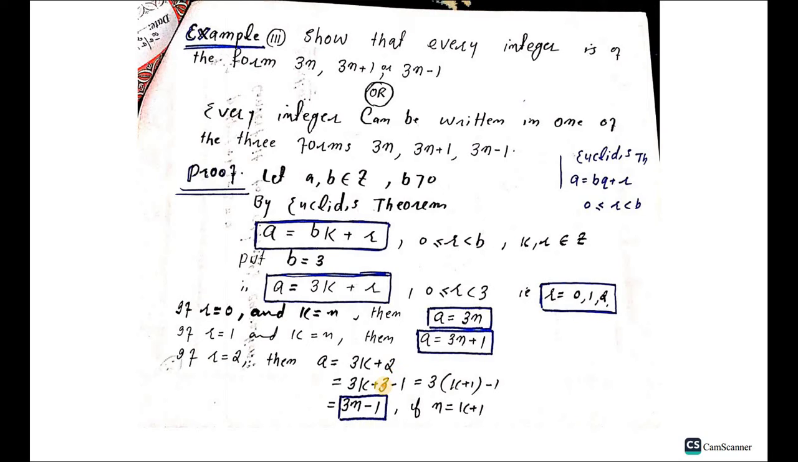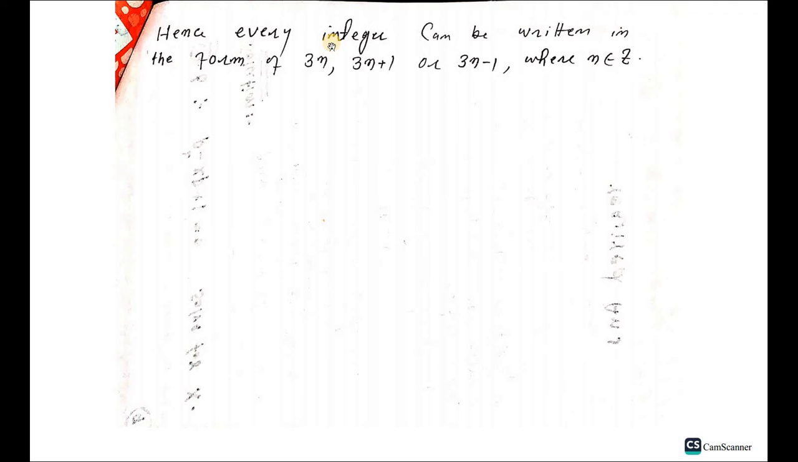This 2 can be written as 3 minus 1. Now from these two terms taking 3 common, replace k plus 1 by n, so a equals 3n minus 1 where n equals k plus 1. Hence this integer a has been expressed in the form 3n plus 1 or 3n minus 1. Hence every integer can be written in the form 3n plus 1 or 3n minus 1 where n is an integer.